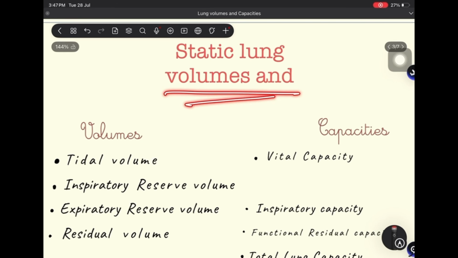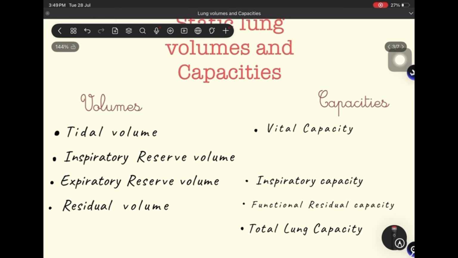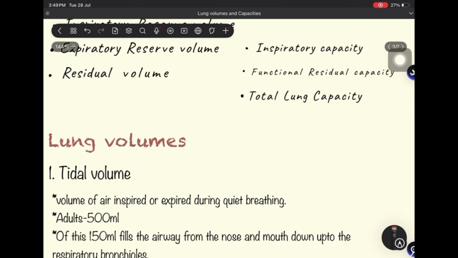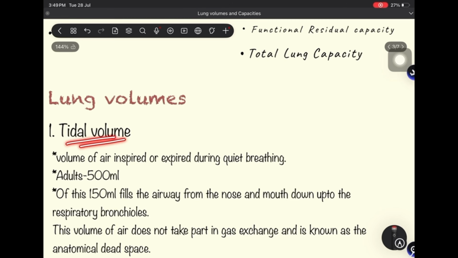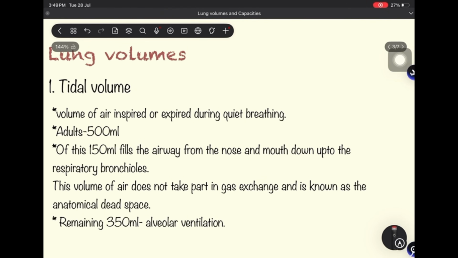First, let us move on to static lung volumes and capacities. So let's first discuss lung volumes. First is the tidal volume. What is tidal volume? It is the volume of air inspired or expired during quiet breathing. What is quiet breathing? It is the normal breathing that we are doing in day-to-day life.